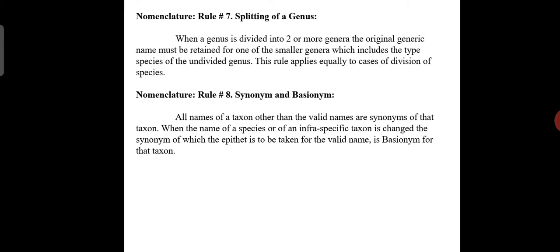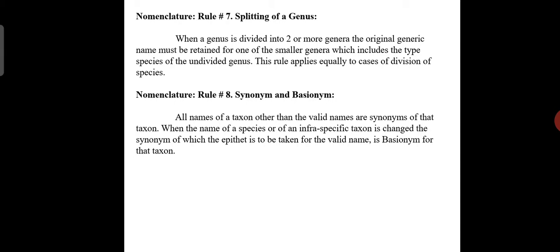When a genus is divided into two or more genera, the original generic name must be retained for one of the smaller genera which includes the type species of the undivided genus. This rule applies equally to cases of a division of a species.